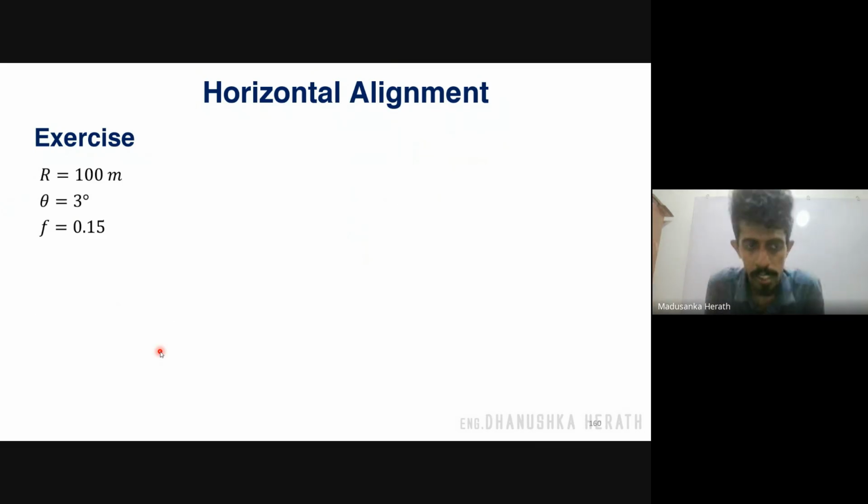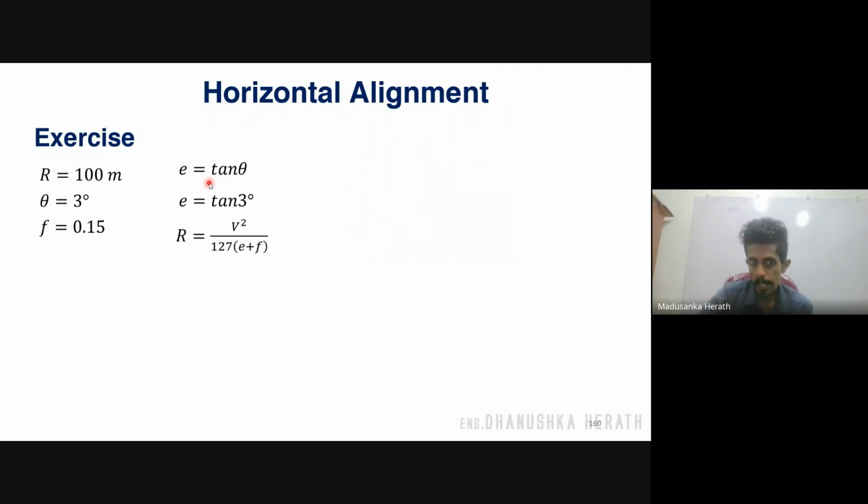Right, we'll see the answer. The data given now: R is 100 meters, theta is 3 degrees, F is 0.15, and E is equal to tan theta, that means tan 3. Then the equation for the radius is V squared over 127 (E plus F). So we substitute. R is 100 meters, V squared we don't know, 127, E is tan 3, F is 0.15.